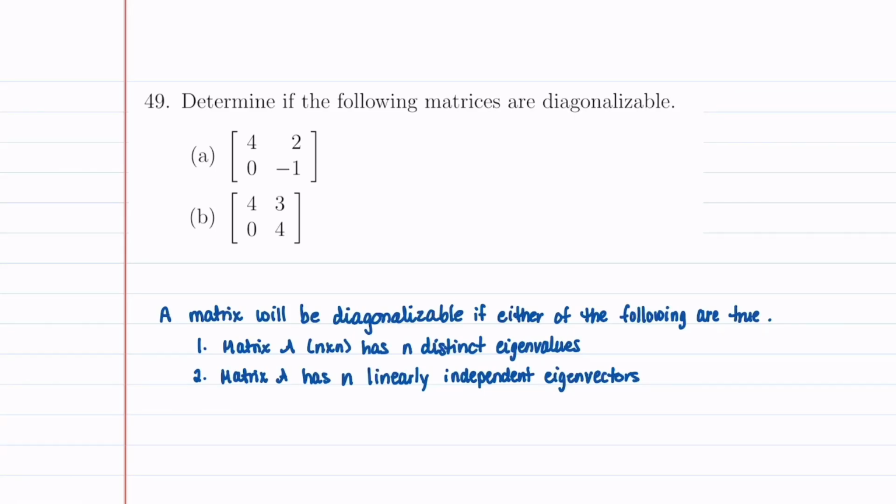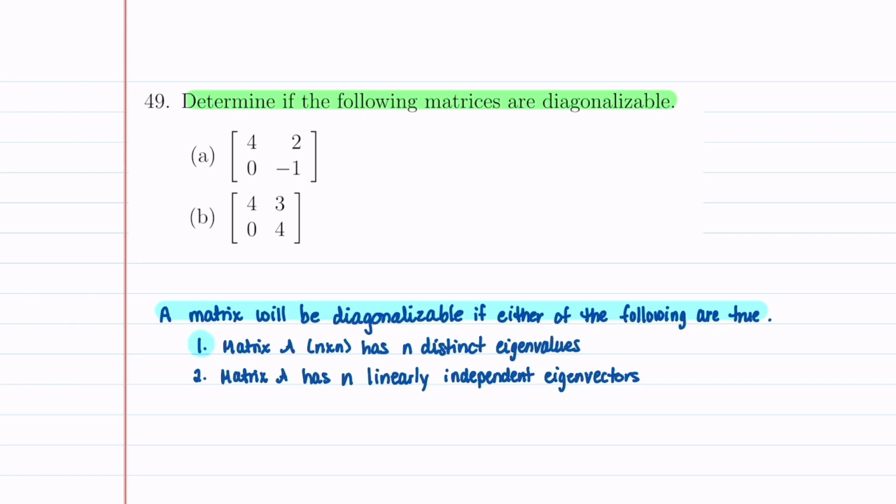In this problem, we're asked to determine if the following matrices are diagonalizable. I'm going to start by telling you how you can determine if a matrix is diagonalizable. A matrix is going to be diagonalizable if either of the following are true.